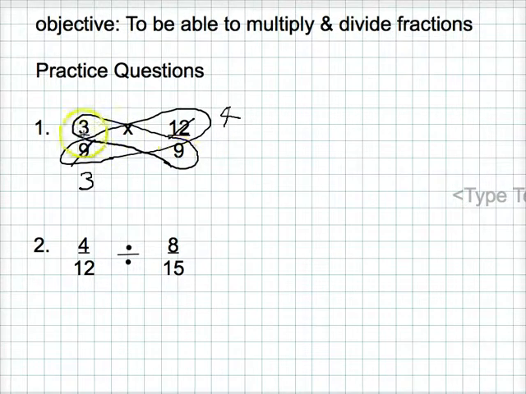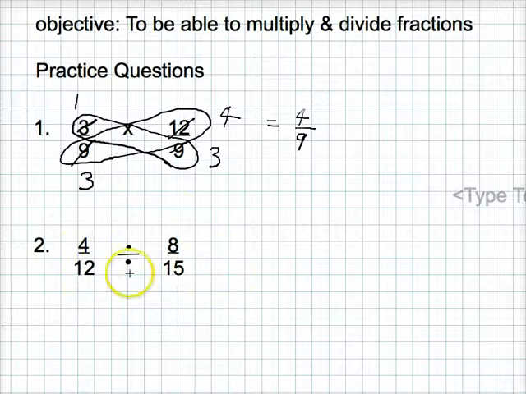And we can also see that 3 is a common factor of these 2 numbers as well. 3 goes into 3 once, and 3 goes into 9 3 times. Then it's just a case of multiplying the top together. 1 times 4 gives you 4, and 3 times 3 gives you 9. 4 9ths is our answer to question 1.